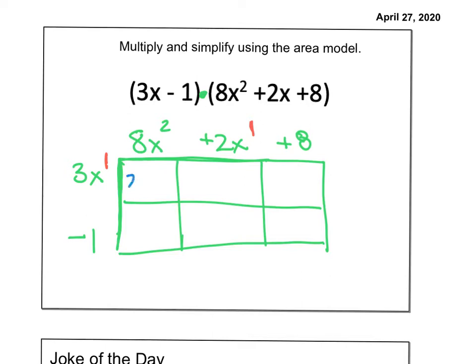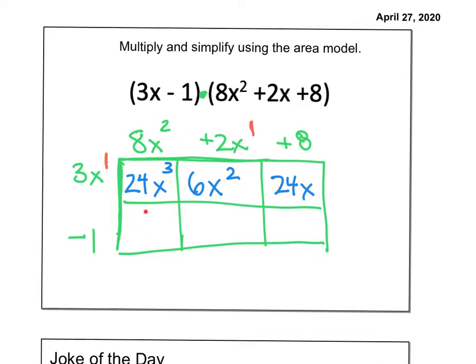For this first one, 8x squared times 3x to the first. Well, you multiply those coefficients. 8 times 3 is 24. You add the exponents. 2 plus 1 is 3. If we do this next one in the top middle, we're doing 3x to the first times 2x to the first. Multiply the coefficients to get 6. Add the exponents to get 2. This last guy, we're doing 8 times 3x. Multiply the coefficients to get 24, and then you just have an x.